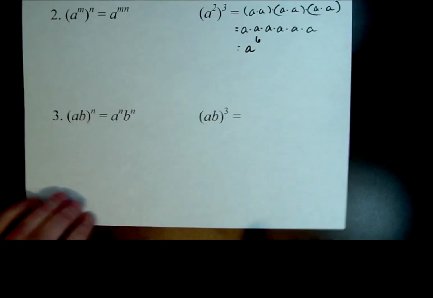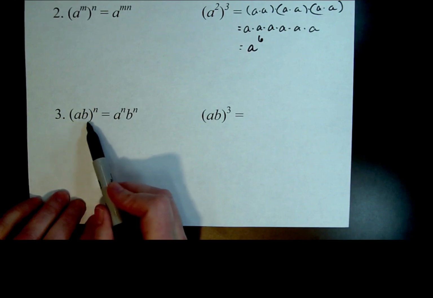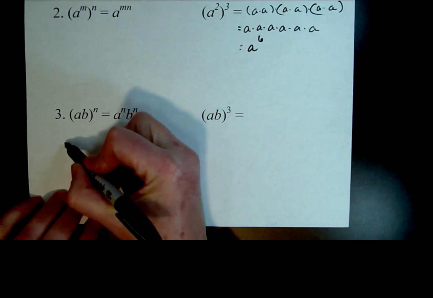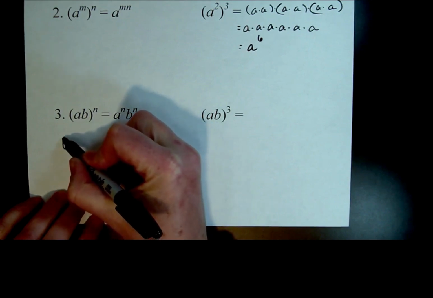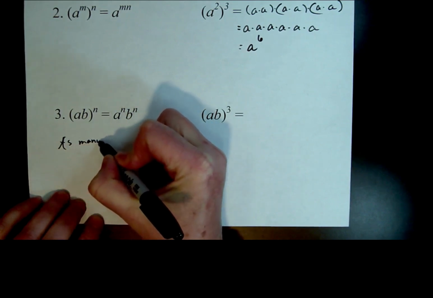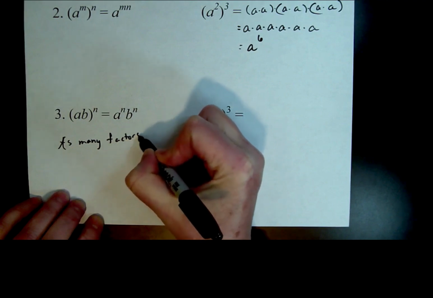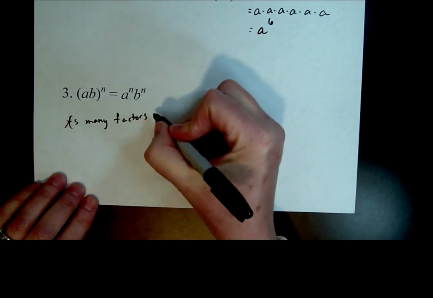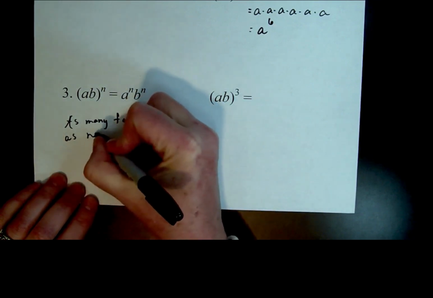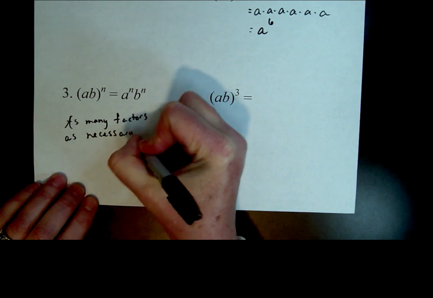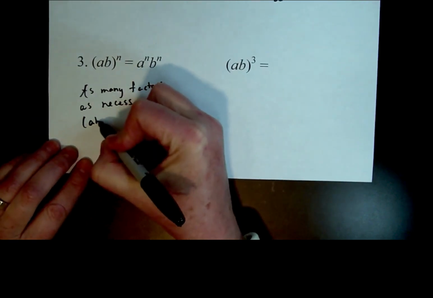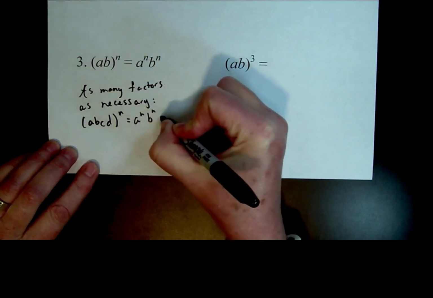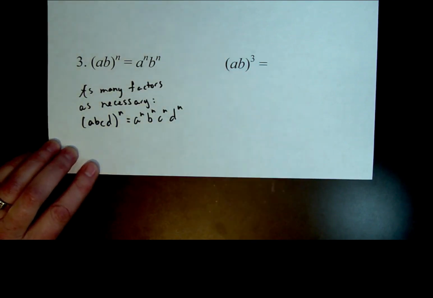Okay, the next rule. If I have a product raised to a power, both factors get the power. And I should probably mention this works for as many factors as necessary. You don't have a lot of room to write there. Maybe off to the left in the margin you can fit this in. In other words, if I had a, b, c, d to the n power, I'd have a to the n, b to the n, c to the n, d to the n.